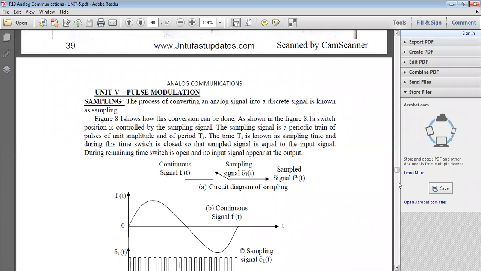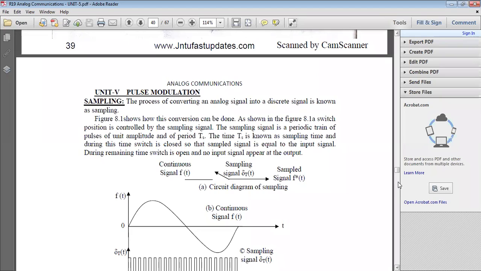You know that in AM, FM and PM, the carrier is in the form of an analog signal. But in the case of pulse modulation, the carrier is in the form of pulses. So that's why it is called pulse modulation. Before going to pulse modulation, you must know about sampling.